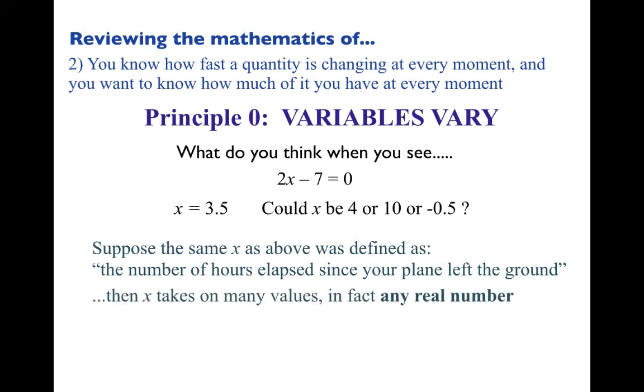Okay, so then x takes on many values. In fact, x takes on any real number. So at some point in the flight, x would equal 4. Okay, and that would mean you're at 4 hours since you took off. All right, what about x equals negative 0.5? Does that make sense in this situation? Well, it actually does. It would mean like 30 minutes before the plane took off. Okay, so in this situation, you could have x be negative.